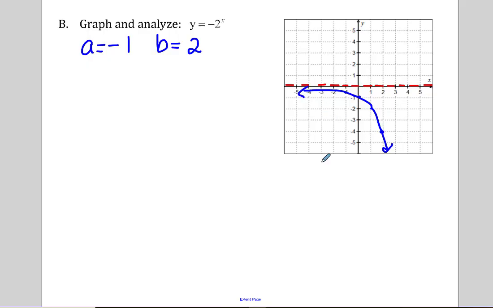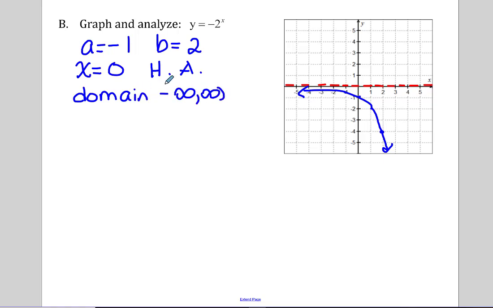I could make a table, but I'm going to pass on that. So at y equals 0 is our horizontal asymptote. The domain is from -infinity to infinity, so all reals. The range is from -infinity up to 0.